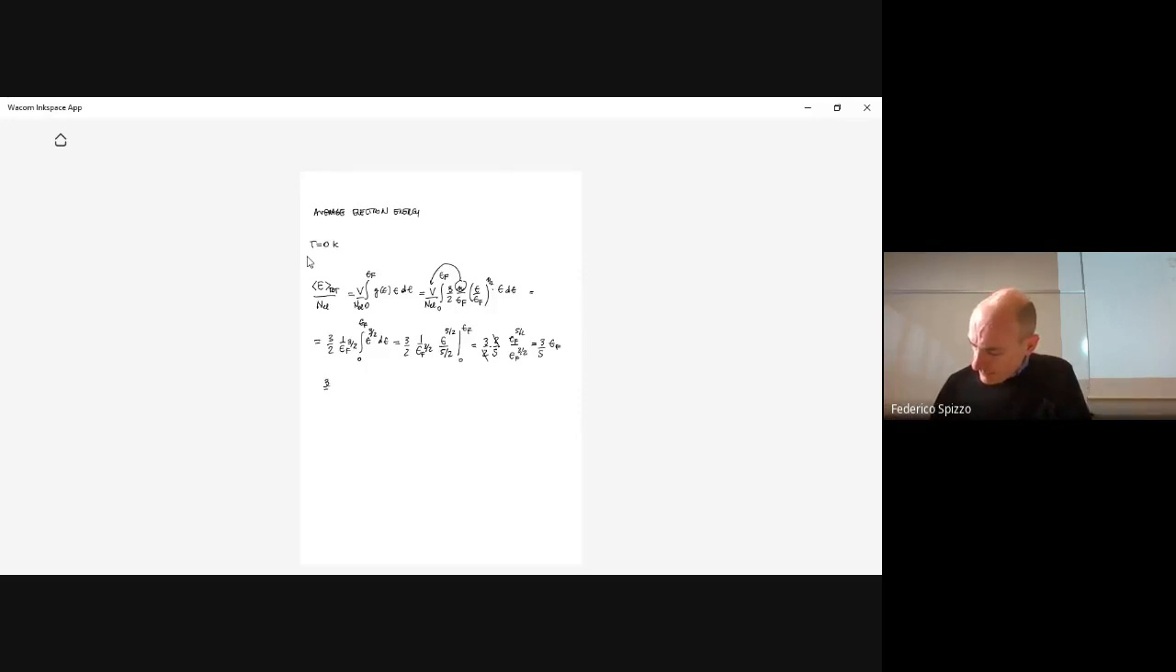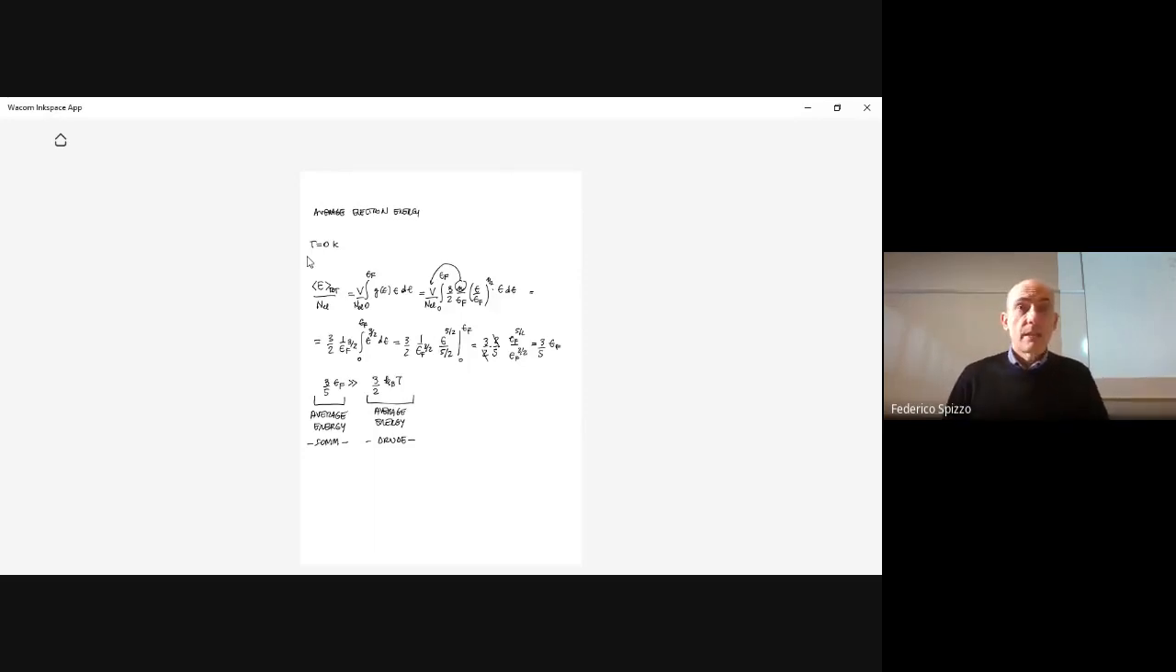This value, so this is the average energy for the Sommerfeld model, that is larger and larger with respect to the average energy that was 3 divided by 2 times Boltzmann constant times temperature. That was the average energy for the Drude model.